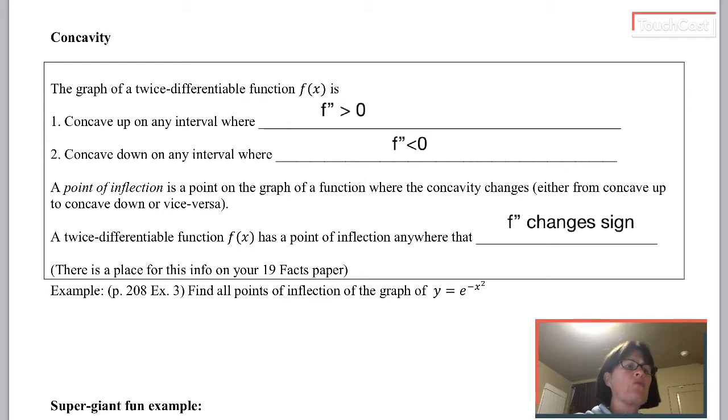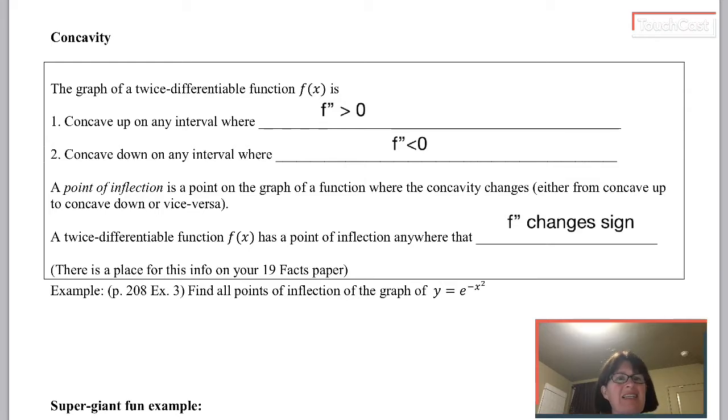Just like when we talked about relative extrema, a function, f, has a critical point anytime f prime is 0 or undefined. But just because it has a critical point doesn't mean it has a relative extreme value. The first derivative has to actually change sign before there's a relative extremum. So similarly, if we're looking for points of inflection, the second derivative has to actually change sign for there to be a point of inflection.